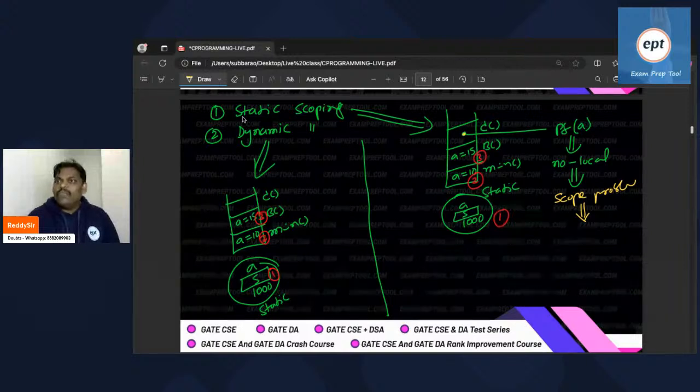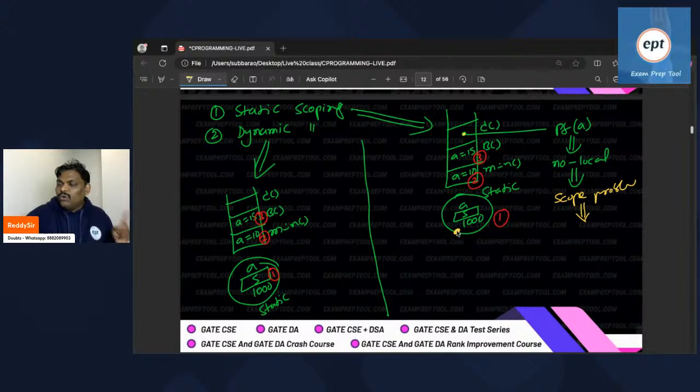The person who invented any programming language has the right to decide whether to go for static scoping or dynamic scoping. Suppose the inventor says that my language follows static scoping. That means whenever compilation is going on, the compiler gets to know there is a scope problem. What will the compiler do? The compiler creates this.